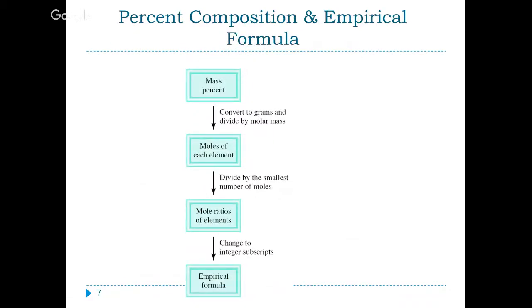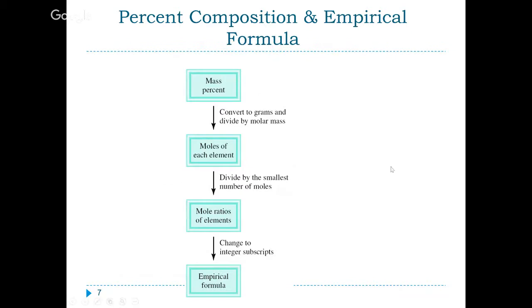So in the last lesson, we talked about percent composition, which is how much mass each atom, each element, is contributing to the overall mass of a particular compound or molecule. So if we're given the percent composition, we can find the empirical formula and then the molecular formula.